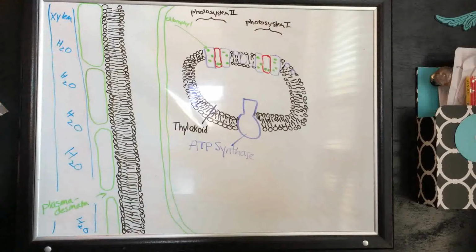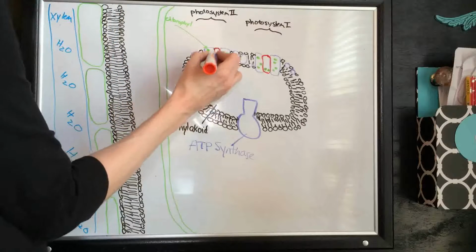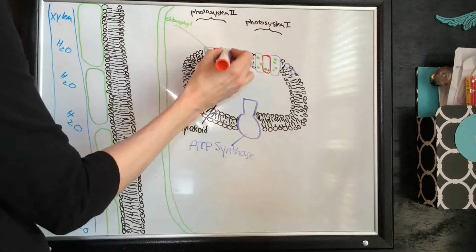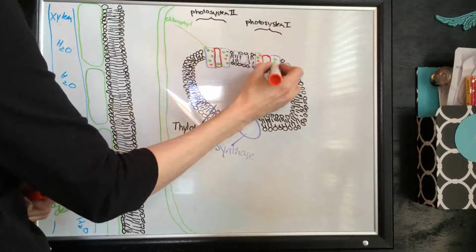We also have some accessory pigments. These are the pigments that are orange, like in carrots. There's several different pigments, like in red peppers, that can also absorb light, just different colors of light.